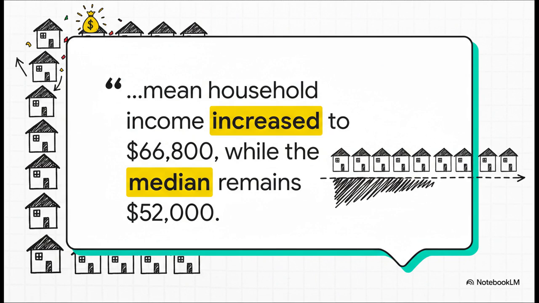Imagine 10 houses on a street, all making about $52,000 a year. Then one of them wins the lottery. Suddenly, the mean, or average, income for the street shoots up to almost $67,000. But did life get better for the other 9 families? Nope. The median, the income of the household right in the middle, is still $52,000. It gives you a much more honest look at the typical experience.